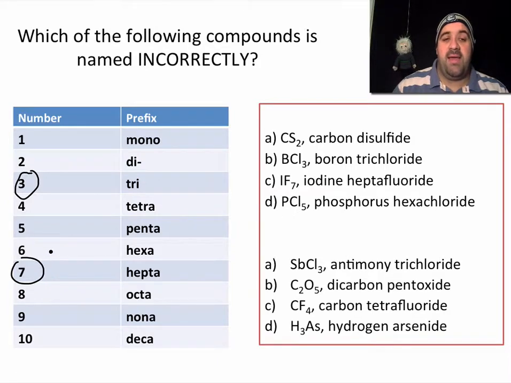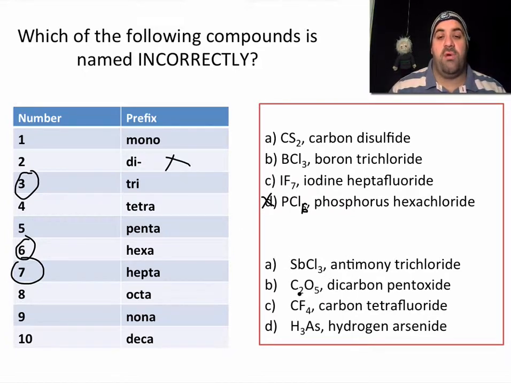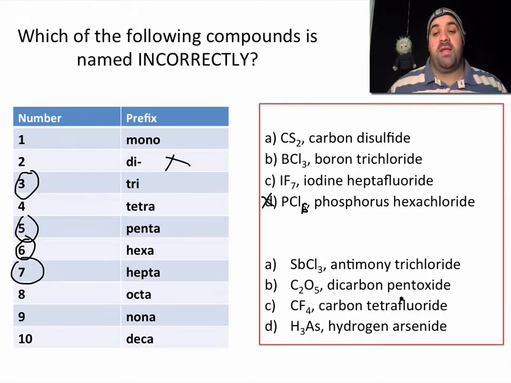So obviously by elimination, the last one must be incorrect unless we made a mistake, but we have PCl5, phosphorus hexachloride. So let's look at hexa. Hexa is actually 6. So this one's named incorrectly. This would need to be a 6 to be hexachloride. And we'll do this bottom one too, see which one's incorrect. SbCl3, antimony trichloride, 3 is tri, that's correct. Dicarbon, di is 2, and we have 2 carbons. Pentaoxide, penta is 5, so pentaoxide works. Dicarbon pentaoxide, that's correct. Carbon tetrafluoride, we have 1 carbon, that's fine. Tetra is 4, so carbon tetrafluoride is correct.